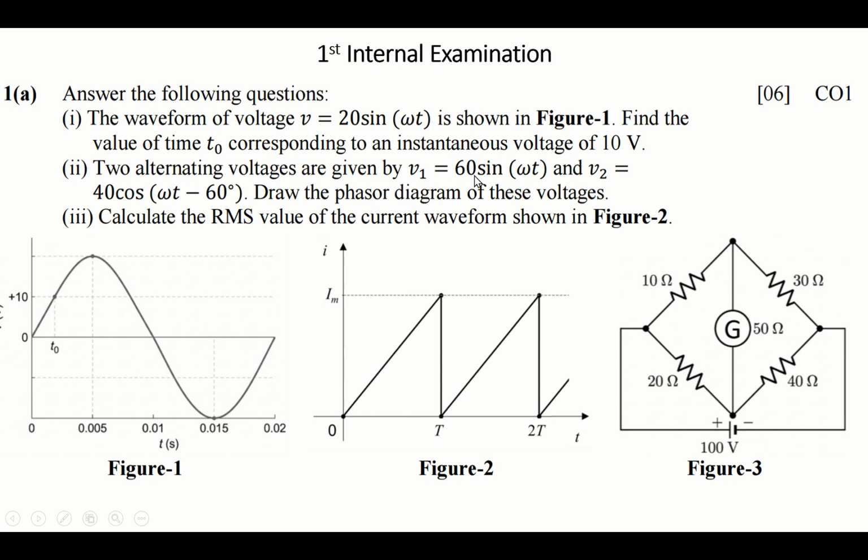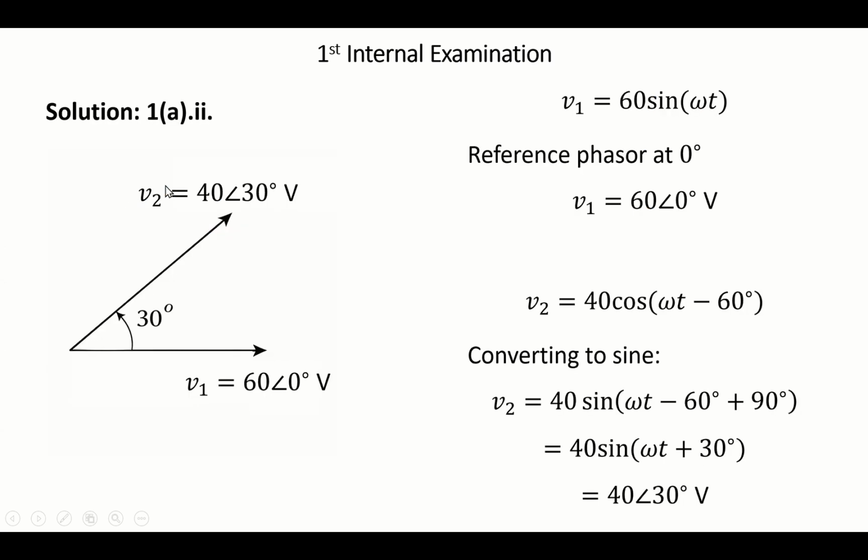Now again, in the second part of this question 1a, it asked about two alternating voltages which are given by the expressions v1 equal to 60 sine omega t, and the other v2 equal to 40 cos omega t minus 60. Note that here the voltage v2 is given in terms of cos, and thus we are required to first convert this into a sine waveform, and then we are going to compare it.